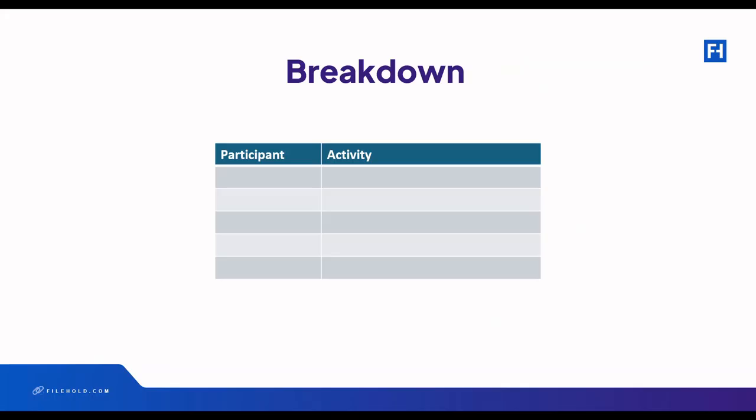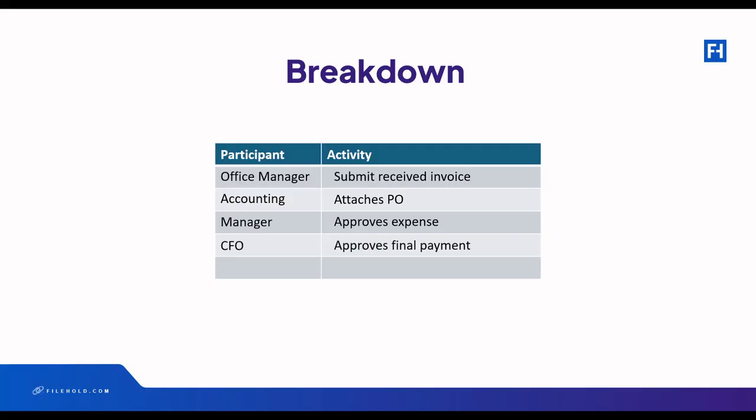Now, from a breakdown, what that means is our first participant is going to be an office manager. They're going to be submitting the received invoice. Our accounting team is going to be attaching the PO to it. Our manager is going to be approving the expense. Our CFO will be signing off on it, approving the final payment. And then finally, accounting will remit that payment.